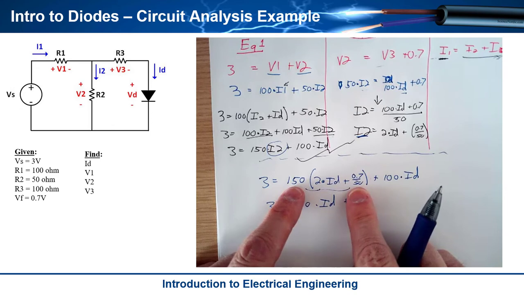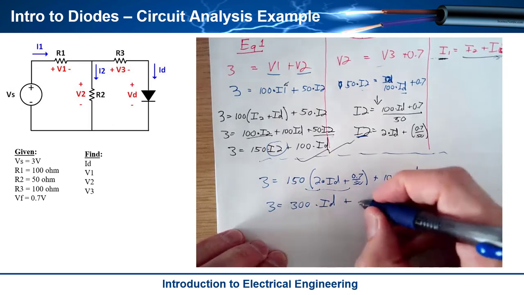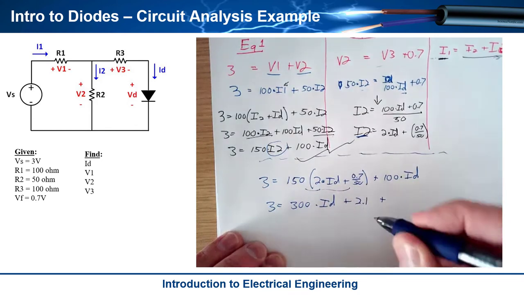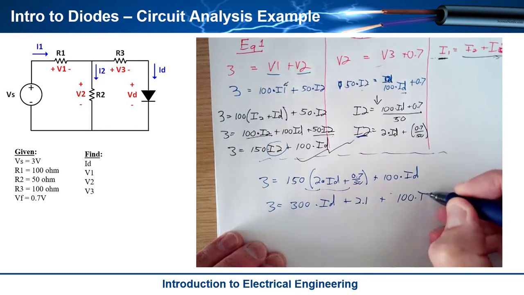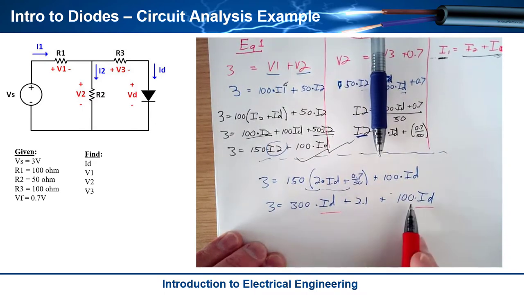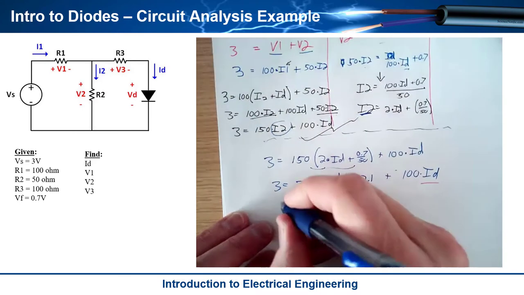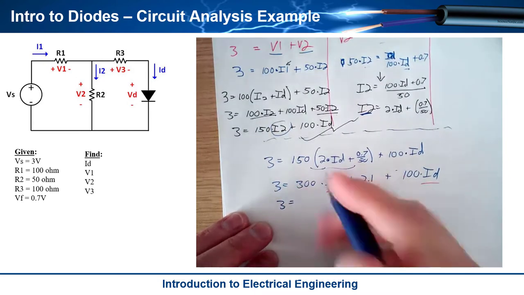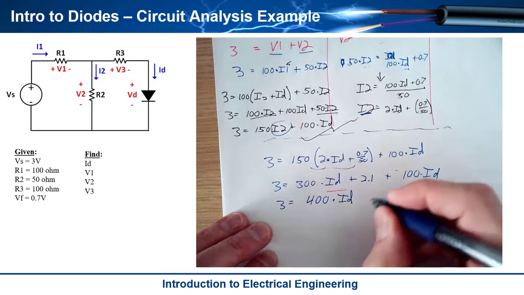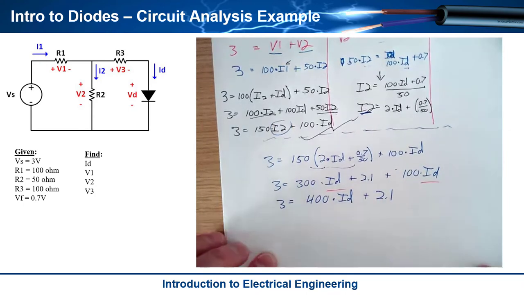So it's basically 150 divided by 50 is 3. 3 times 0.7 is 2.1. And then that's the multiply through there. And then we have 100 ID. We can combine these terms here. So I have 300 ID and I have 100 ID. So now I'm down to 3 is equal to 400 times ID plus 2.1, and holy cow, I'm getting close.